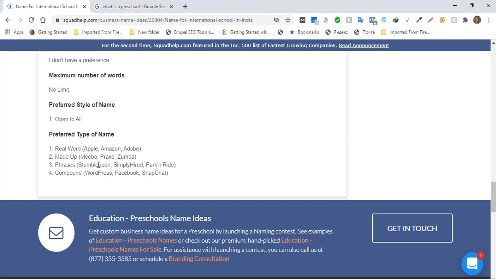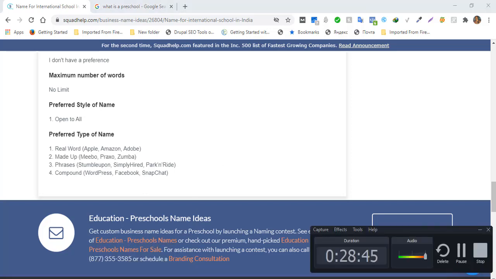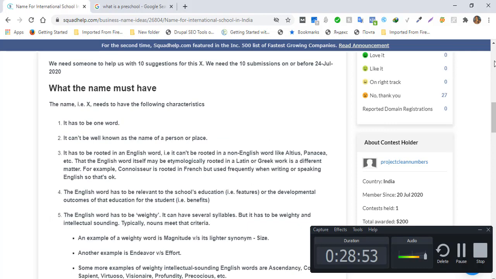It has several letters and syllables in there. Simplify is still one word, it has 2 syllables. Stumble Upon, 2 syllables. Park and Ride, 3 syllables, but they are still all one word. Then compound words, we have WordPress, we have Facebook, we have Snapchat. So these are the formats. Now because of the time, the concluding part, where I'm going to show you how you do the research, will come later. We have gone up to like 29 minutes now because of uploading. I'm going to stop here.